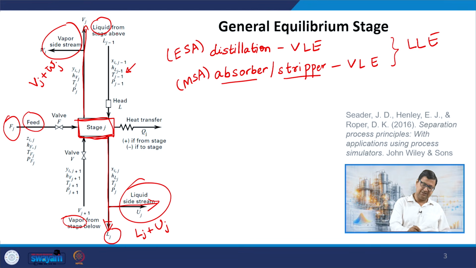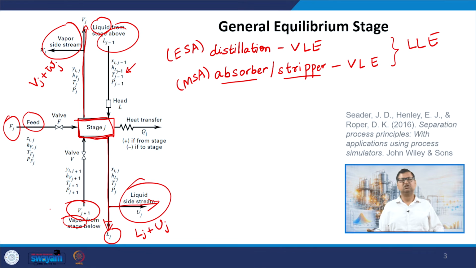Naturally, there can also be a side stream for Lj minus 1 and Vj plus 1 here, but I am not showing it because I am going to consider those side streams. For example, for Lj minus 1, there is going to be a Uj minus 1, but I am going to consider that side stream when we do the balance for stage J minus 1, right. So, I am not showing it in the balance for stage J.